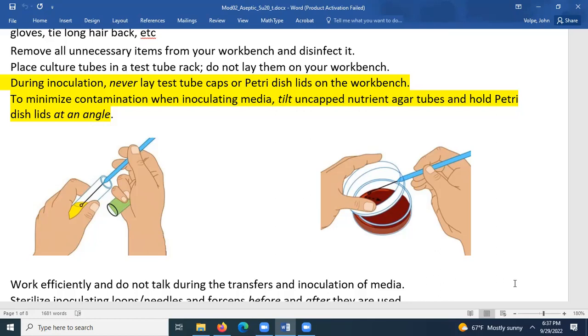You should hold the cap in your hand and then hold the test tube either in the same hand or a different hand. And the best thing to do is to hold it like this and then get a loop, sterilize the loop, and this is your tube. We'll go like that. And then get the bacteria on the loop and then add the bacteria to the tube and then put the cap on.